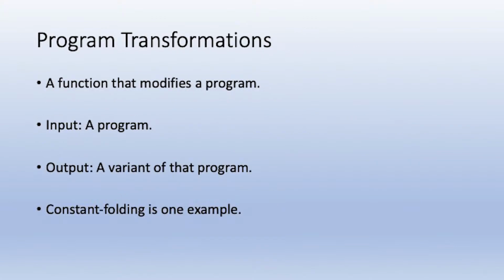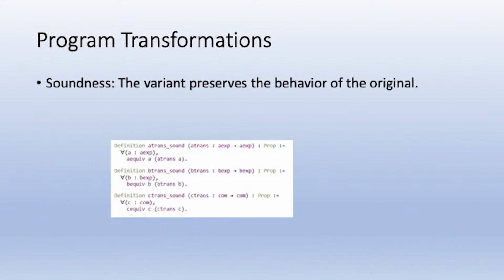Program transformations. A program transformation is a function that modifies a program, taking one program as an input and outputting a variant. Constant folding is one example. The property of soundness means that a transformation preserves the behavior of the original program.